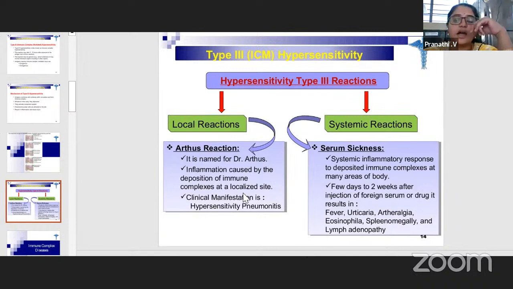Arthur's who had actually discovered this, so they saw that it is there in the local area itself. This kind of inflammation is known as hypersensitivity pneumonitis. Your systemic lupus erythematosus and your rheumatoid arthritis are all types or examples of your type 3 hypersensitivity.